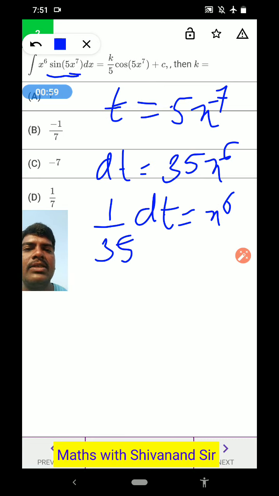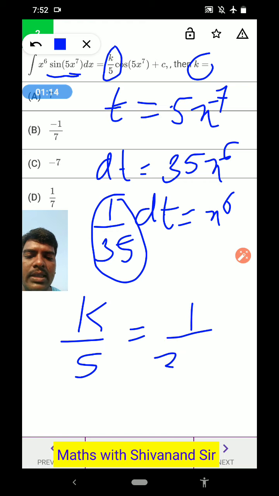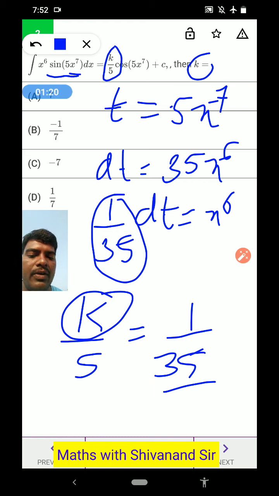In the question he has asked only the constant value, so k by 5 is the coefficient of the integration. Listen, I have already got the coefficient. What is my coefficient here? 1 by 35. Now k by 5 is equal to 1 by 35. To get 35, what is the value of k? So k should be 1 by 7, because 7 times 5 is 35.